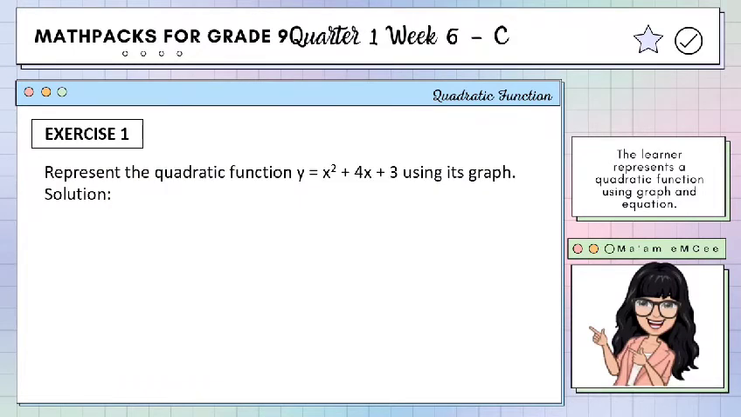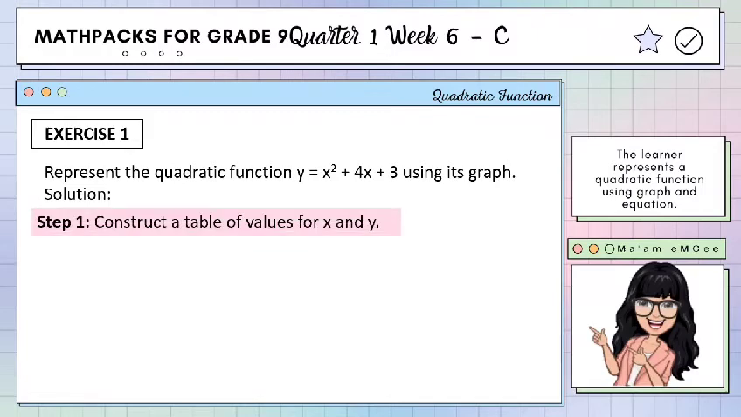Now let us have exercise number 1. But this exercise again is not from your MathPacks. So this is just another example. So you can answer the exact exercise on your MathPacks later. So represent the quadratic function y is equal to x squared plus 4x plus 3 using its graph. So here is the solution.